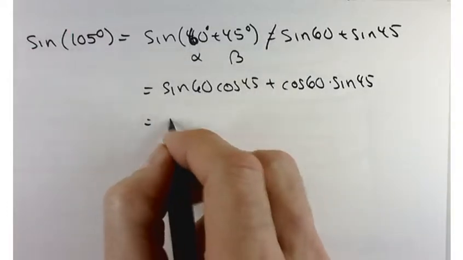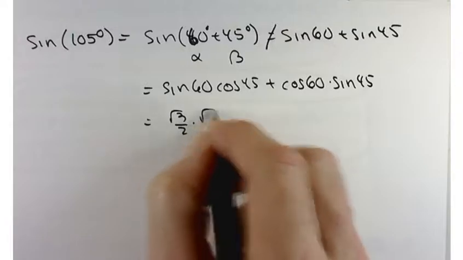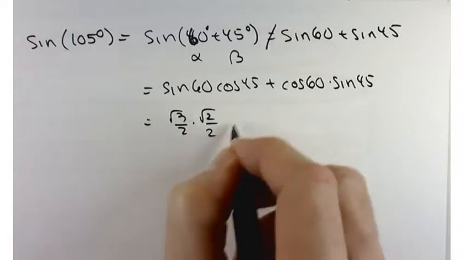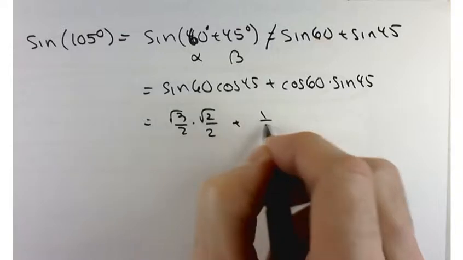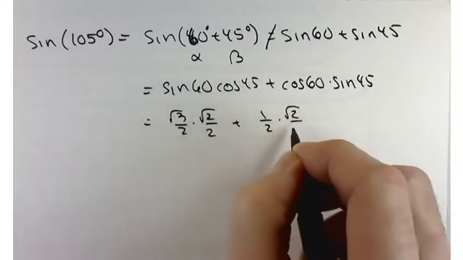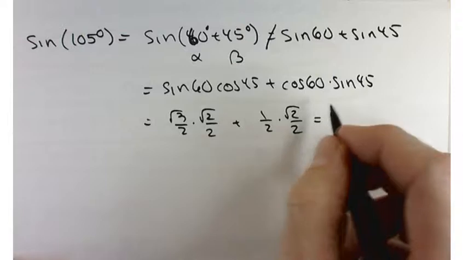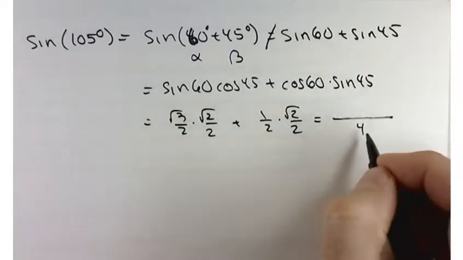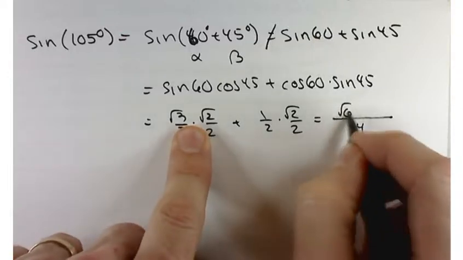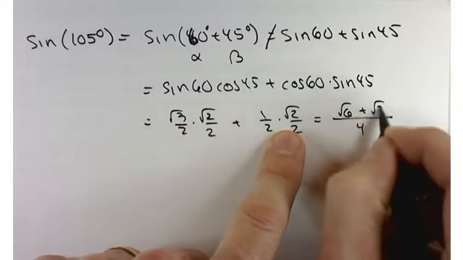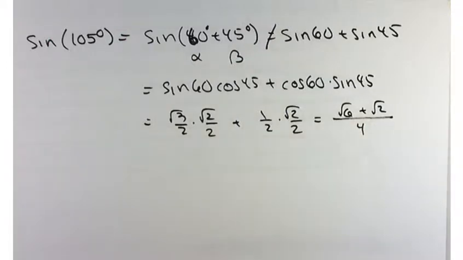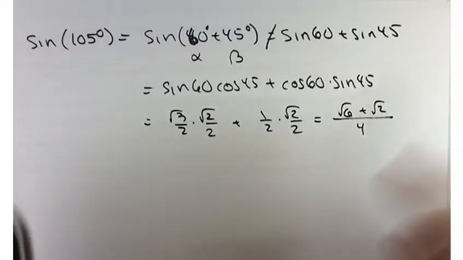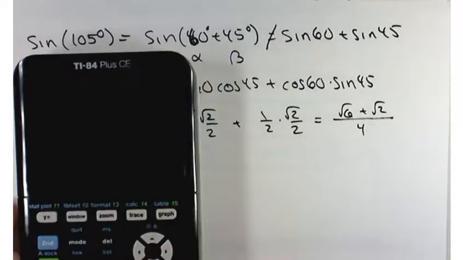Sine of 60 is the square root of 3 over 2. Cosine of 45 is square root of 2 over 2. Cosine of 60 is 1/2. Sine of 45 is square root of 2 over 2. Overall, I've got denominators of 4. This turns into the square root of 6. This turns into the square root of 2. So square root of 6 plus the square root of 2, all divided by 4. You can compare that to the answer that you get by plugging in your calculator.